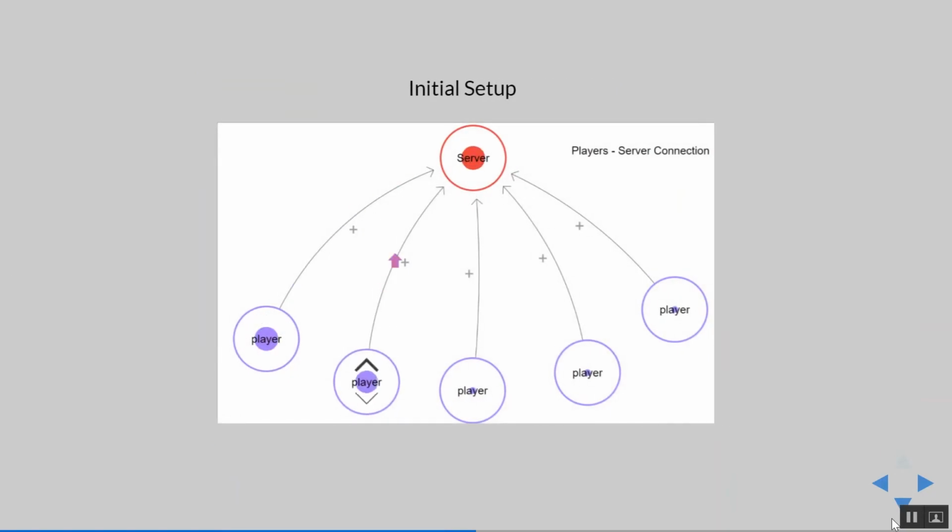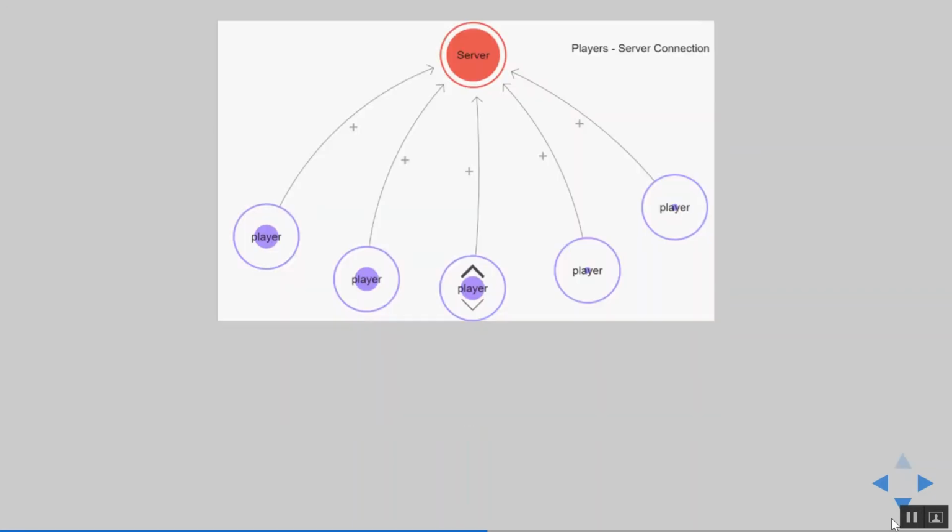So the initial architecture setup for implementing such a system starts with a server, which is implemented in server-side programming languages like Node.js or PHP or Python, and the server handles all the players and their connections to the server so that the server can analyze the players and also provide the players with questions matching their skill level.